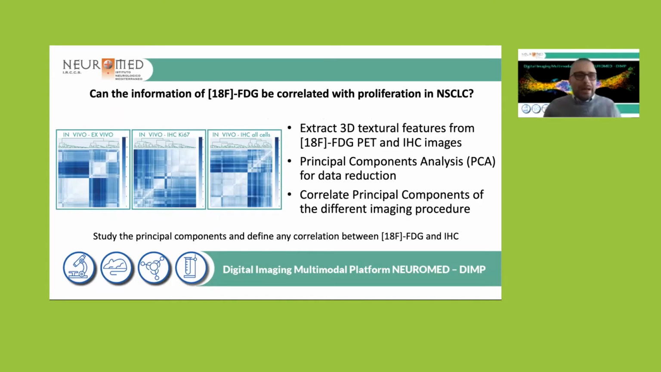How can you analyze all that? There are several techniques. The one mainly used is textural feature extraction. You can extract three-dimensional textural features and analyze them with principal component analysis for data reduction. That is what you see here. All the features can be clusterized, and then you find the clusters. So you group all the features extracted from these images and correlate only the main clusters of the image.